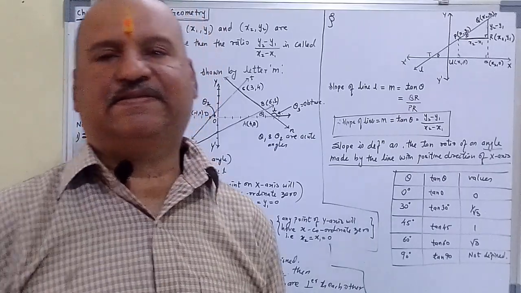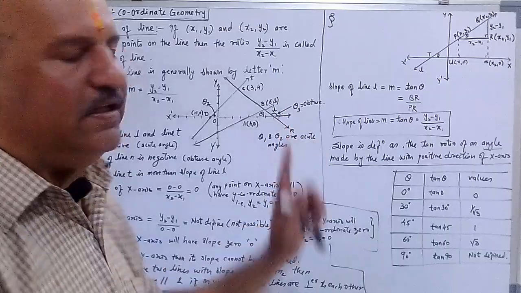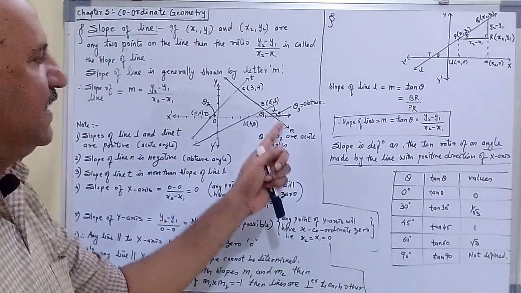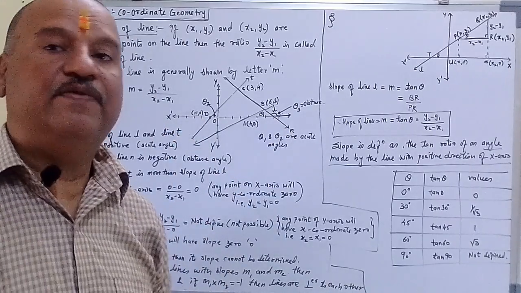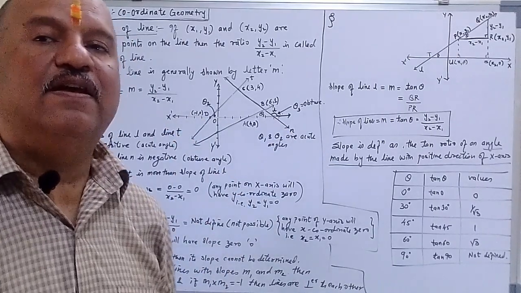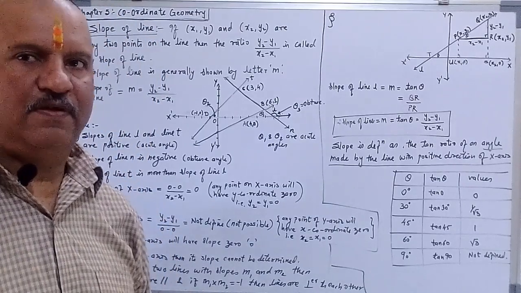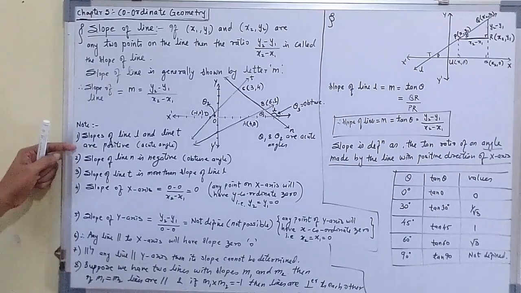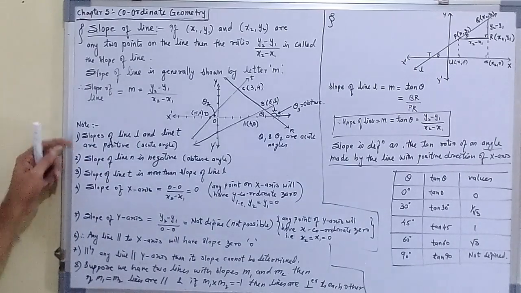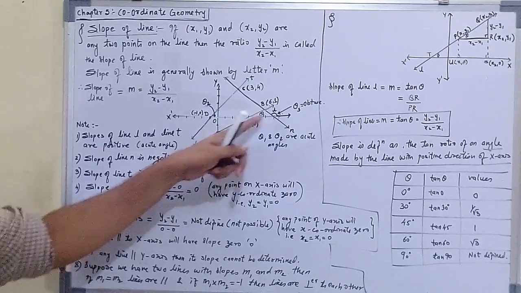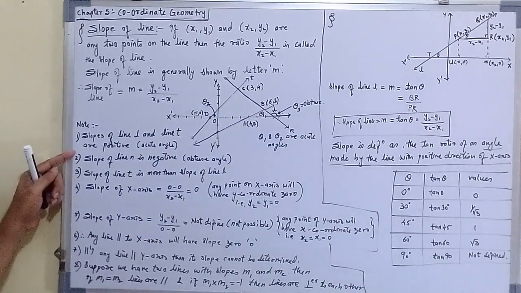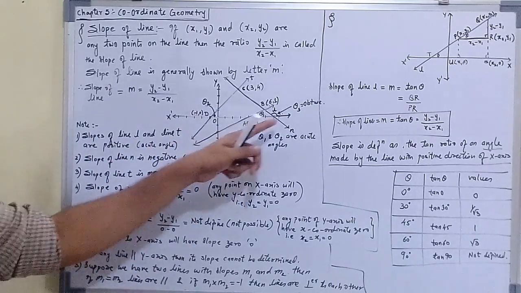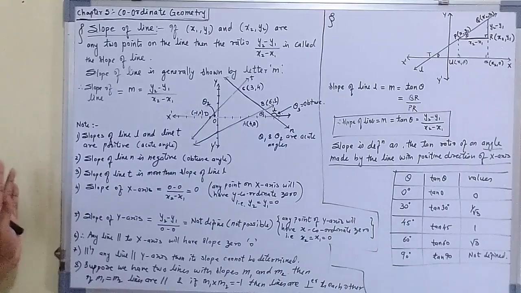And if a line makes an obtuse angle with respect to the positive direction of x-axis, as in this case line N, then the slope will be negative. Okay? Here we have explained this. Slope of lines L and T, I told you theta 1, theta 2, they are positive because they make acute angles. Line N is making an obtuse angle, hence a negative slope.